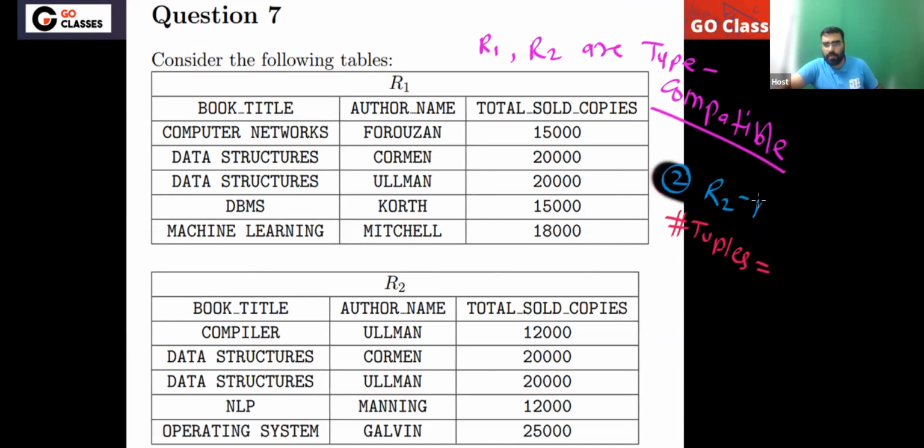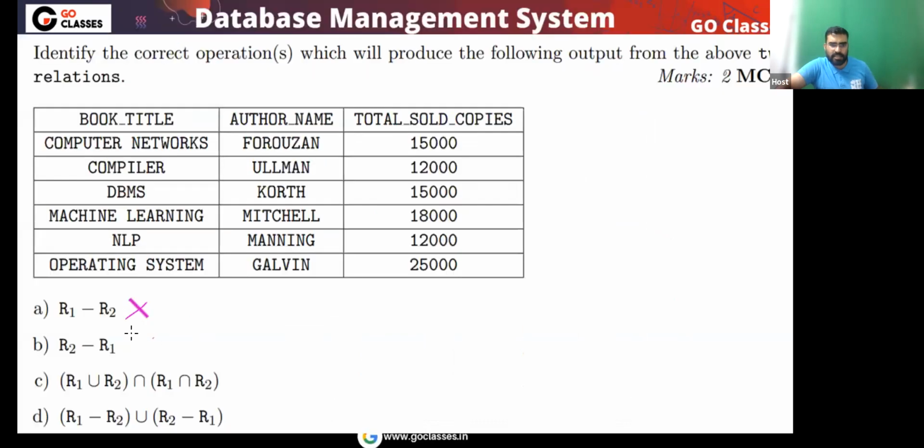What about R2 minus R1? Focus on R2 minus R1. So what will you get? This tuple you will get for R2 minus R1: those tuples which are in R2 but not in R1. This tuple you will not get. This tuple you will not get. This NLP tuple you will get, and this operating system tuple you will get. So again you will get three tuples. So this is also not the correct answer.